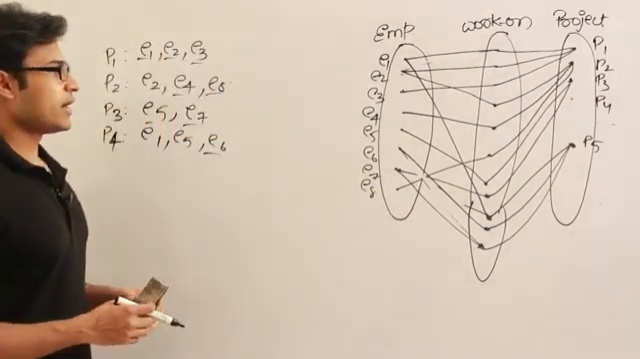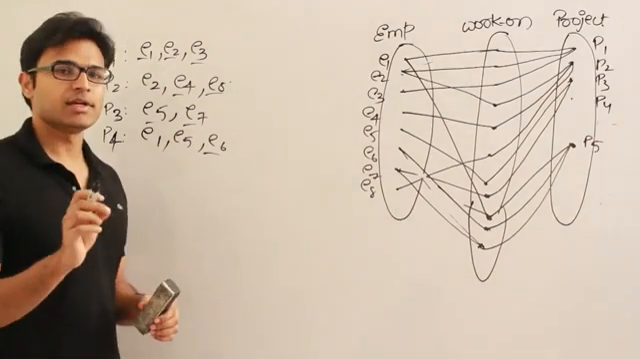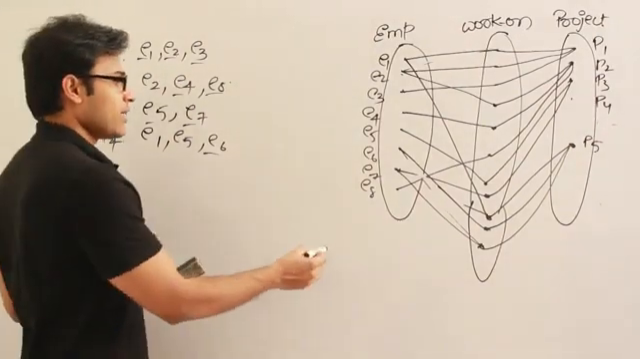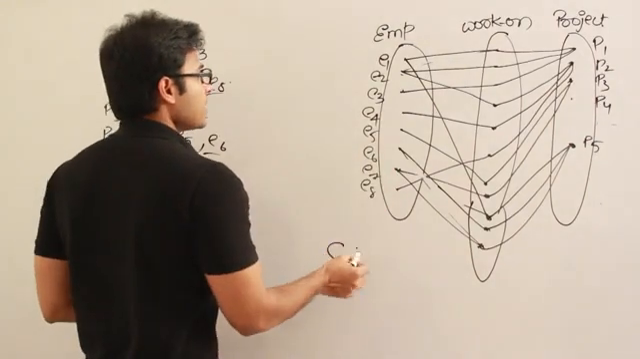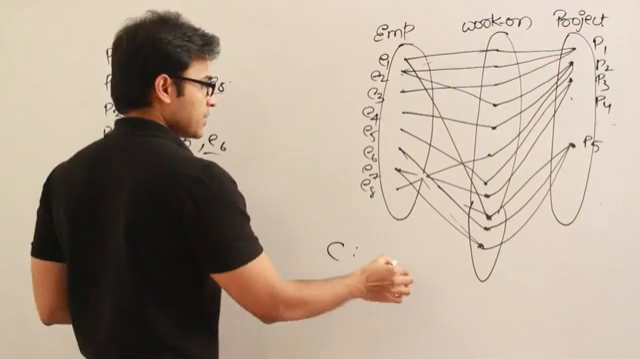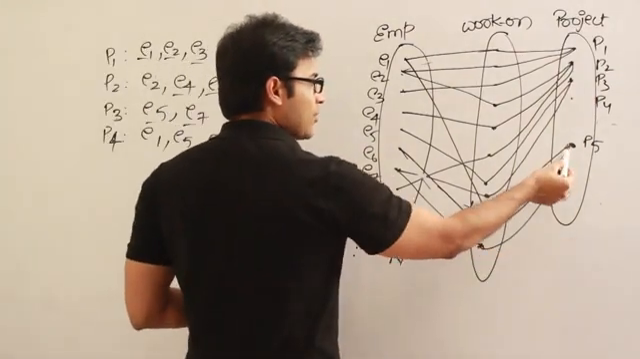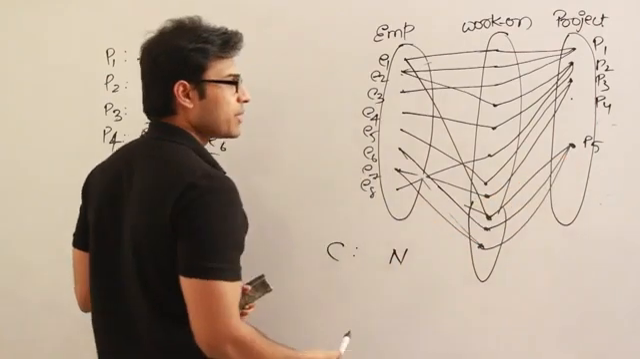And what about the cardinality? Cardinality is the maximum number of relationships in which each entity can participate. So what about the cardinality of this side, the employee side? How many relationships can each employee participate in? Many relationships, right? So the cardinality of this one is n. What about the cardinality of this? How many relationships is each project participating in?